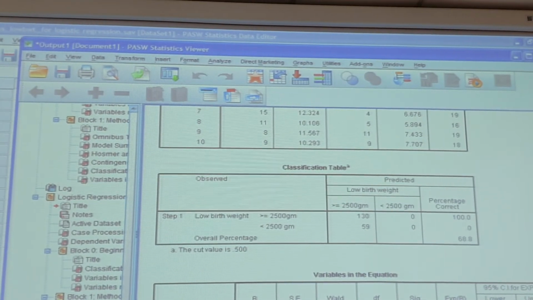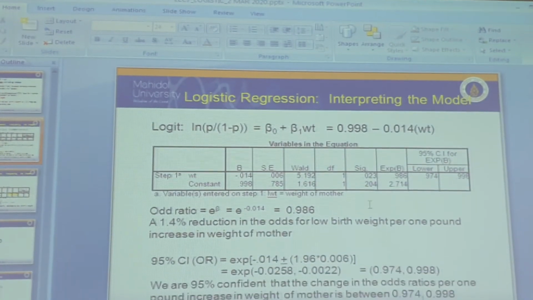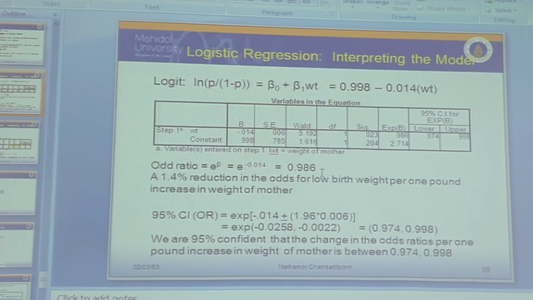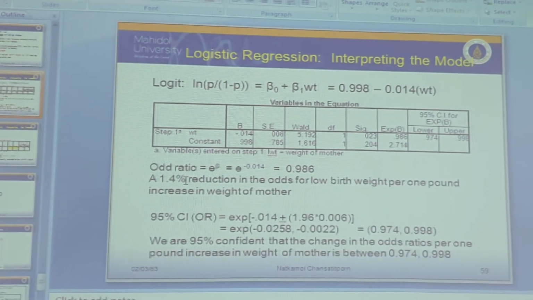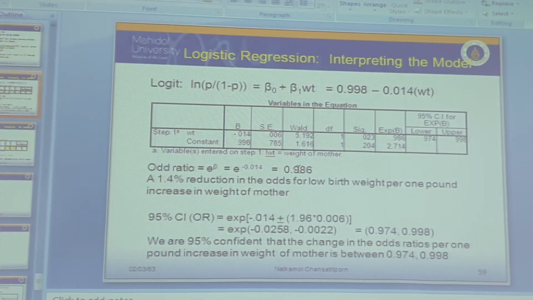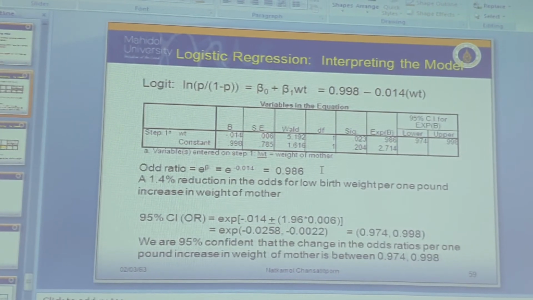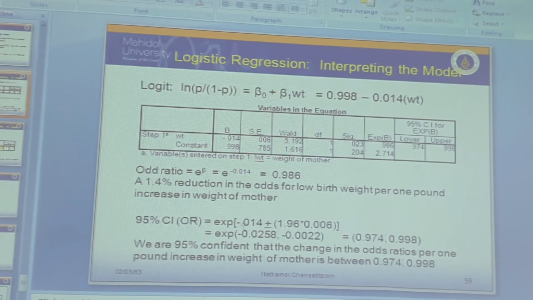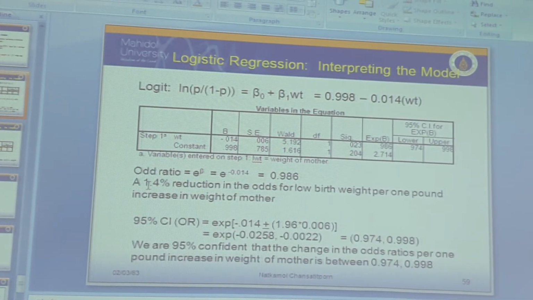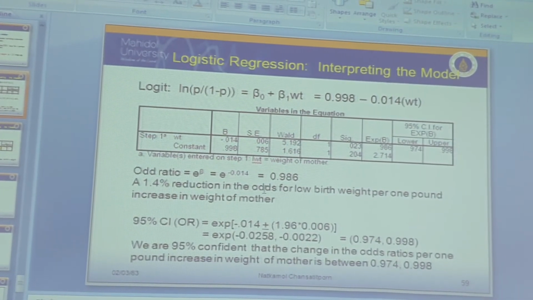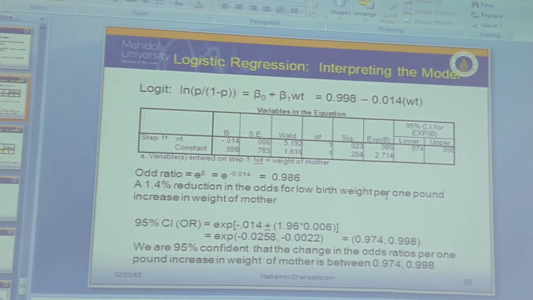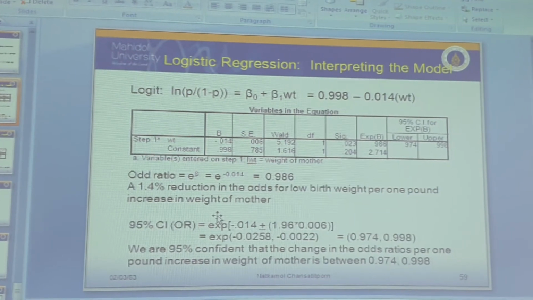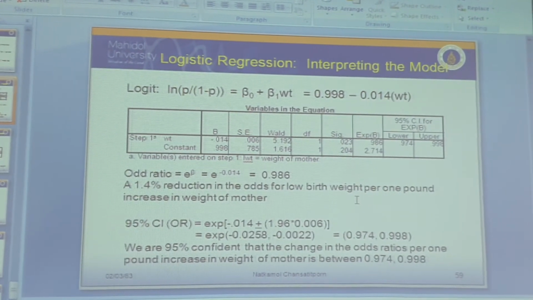Okay. So the way we interpret our ratio here, 0.986, we have to talk in terms of reduction. So 1 minus 0.986, times 100 to make it a percentage. So there is a 1.4% reduction in the odds of low birth weight per 1 pound increase in weight of the mother. Because this is weight, so an increase of 1 pound.